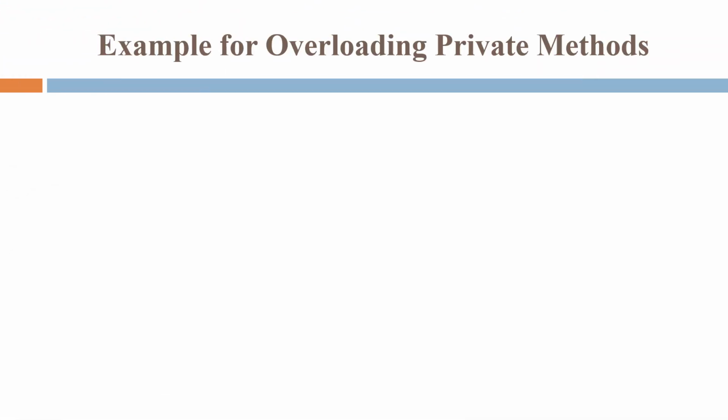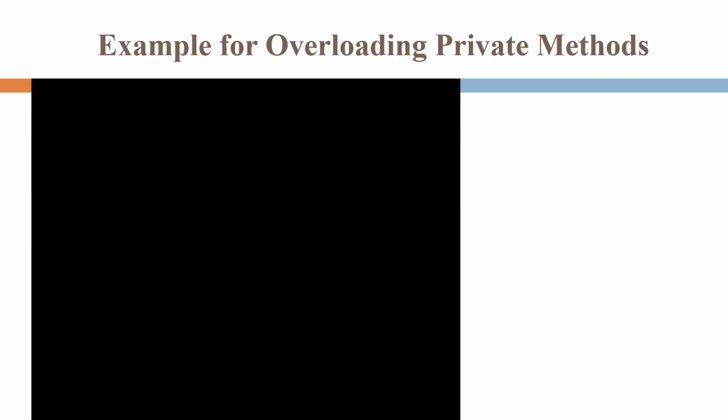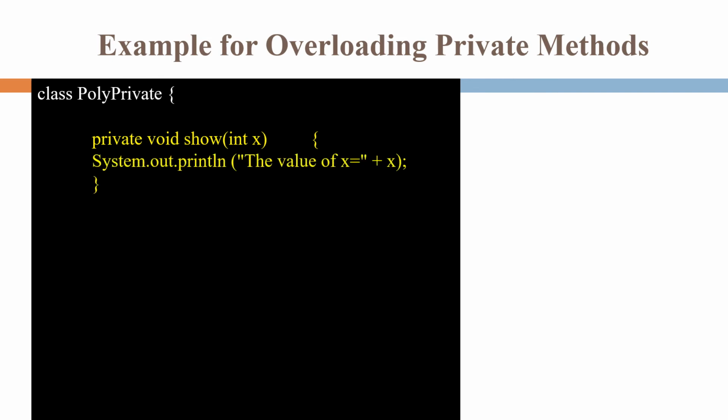Let us see an example for overloading private methods. Here we have a class named PolyPrivate, and a method named show, which is private and takes one parameter, int x, and prints the value of x: the value of x is equal to x. Then we have one more private method with the same name, show, but it takes a string parameter, String s, and prints System.out.println(s).